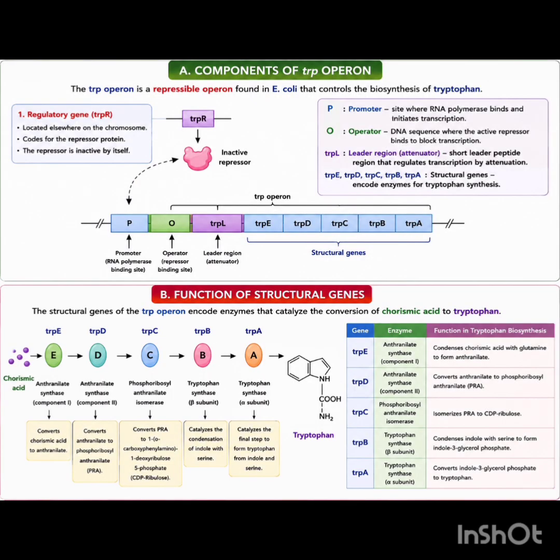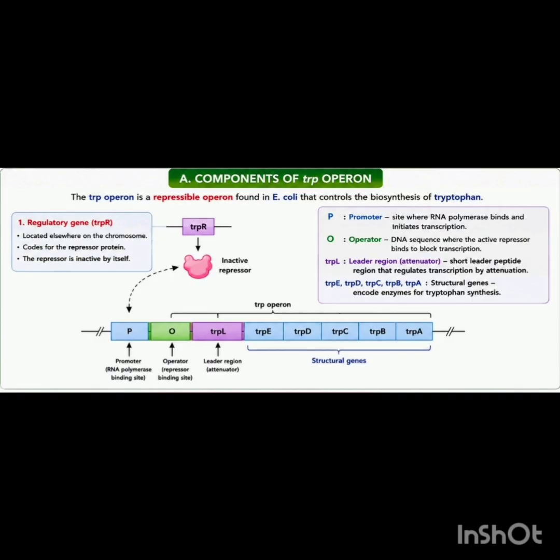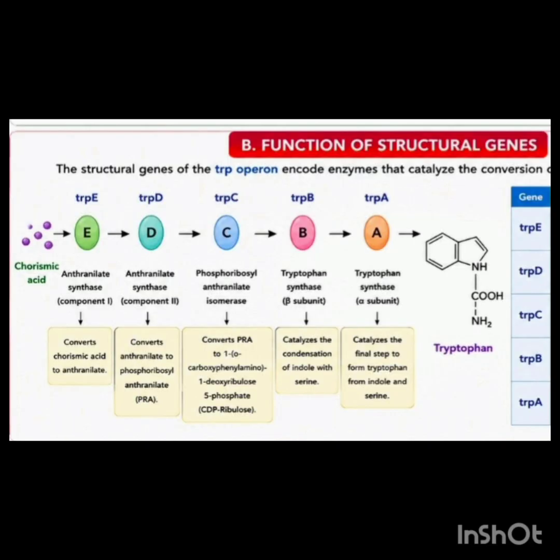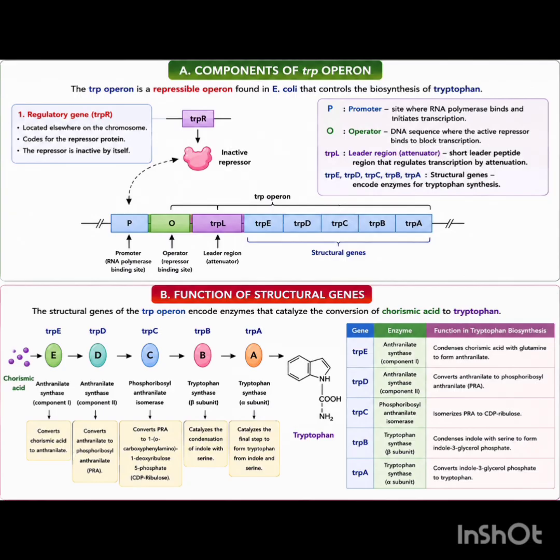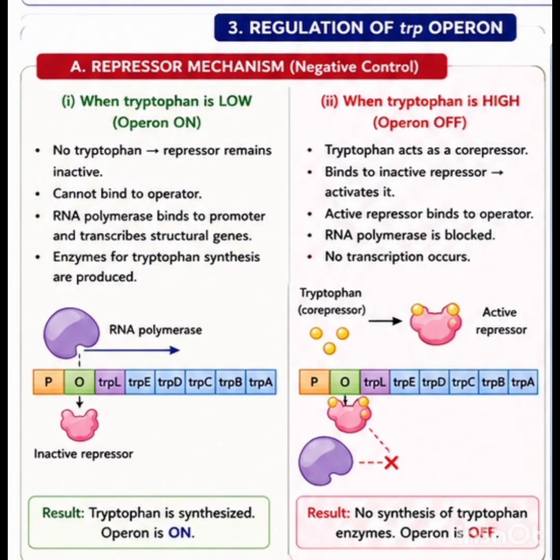Tryptophan is one of the 20 standard amino acids used in protein synthesis. Since it is essential for many cellular functions, the bacterial cell must maintain an adequate supply of it. However, synthesizing tryptophan requires several enzymatic reactions and consumes significant cellular energy. Therefore, bacteria produce tryptophan only when it is not readily available in the environment. The tryptophan operon enables the cell to achieve this balance efficiently.